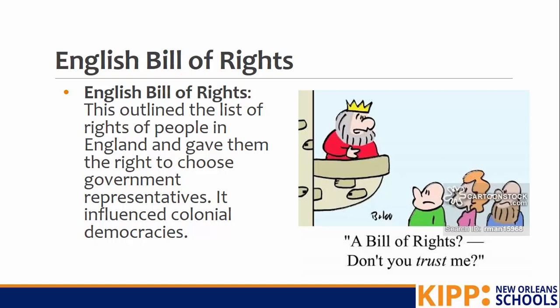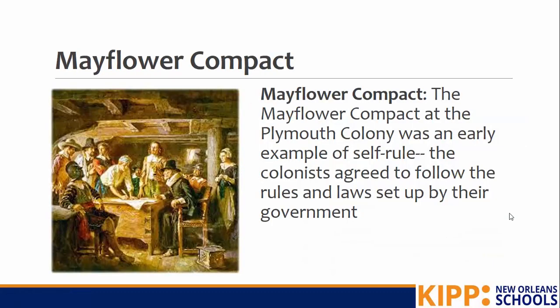So here we see a king and he's saying, a Bill of Rights, you don't trust me? At this time, a lot of countries were ruled by just a single king or queen, and the king or queen would make all the decisions for people. People didn't have a say. They couldn't vote and ask the king to do a certain thing, and they didn't pick the king. The king was just born into their job. And so around this time, people are starting to demand both more rights and the ability to choose their leaders.